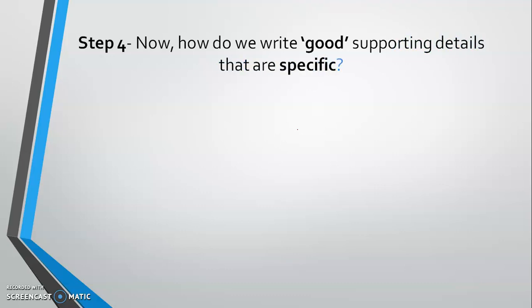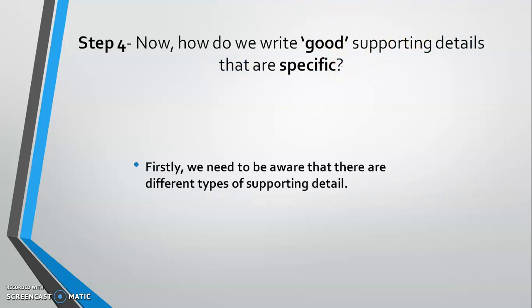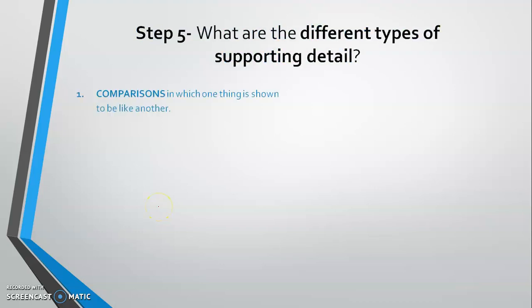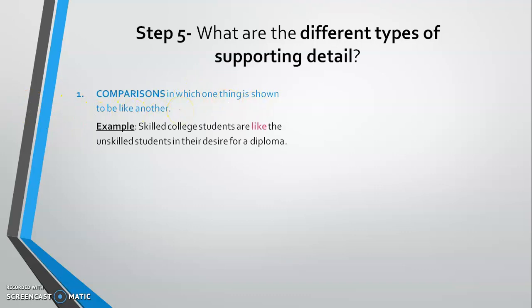How do we write good supporting details that are specific? First, we need to be aware that there are different types of supporting details. What are these types? Number 1, comparisons. They are sentences that compare two similar things. Example, skilled college students are like the skilled students in their desire for a diploma. This is a sentence that compares two similar situations or people.